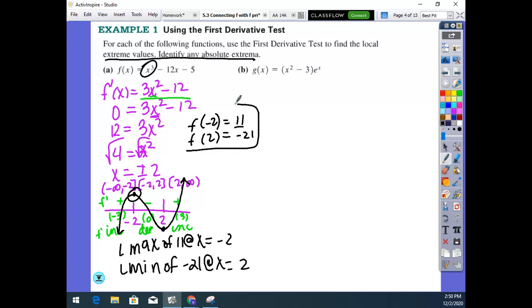So these come from just plugging my critical values back into the equation to find the corresponding y value, which are the critical values. All right, let's check out letter B. It's a little tougher just because the derivative is tougher. I'm going to erase this just to make some room.